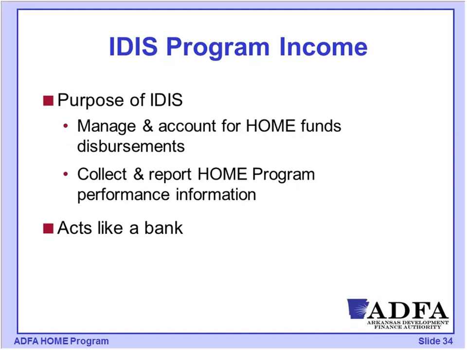So all of the information that we are standardly collecting for a HOME project, who the beneficiary was, the project that was committed to, all of that gets reported into IDIS. It's essentially deposited back into Arkansas's line of credit and then committed to another project. So it's really kind of working like your checking account.